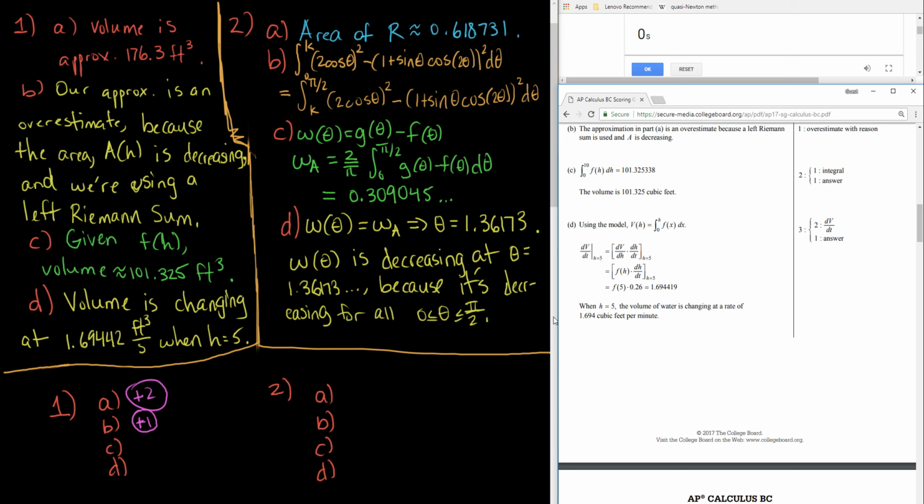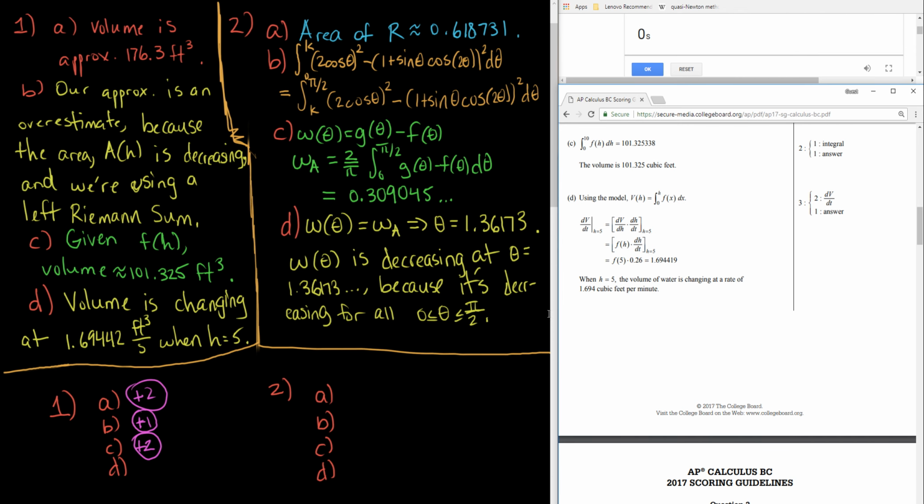Alright, here we have the integral. Again, this would all be written down if I hadn't had to delete it, but the integral from 0 to 10 of f of h dh, 101.325, I believe we got that right, cubic feet. ft cubed, same thing, plus 2. Great. And finally, the gauntlet.